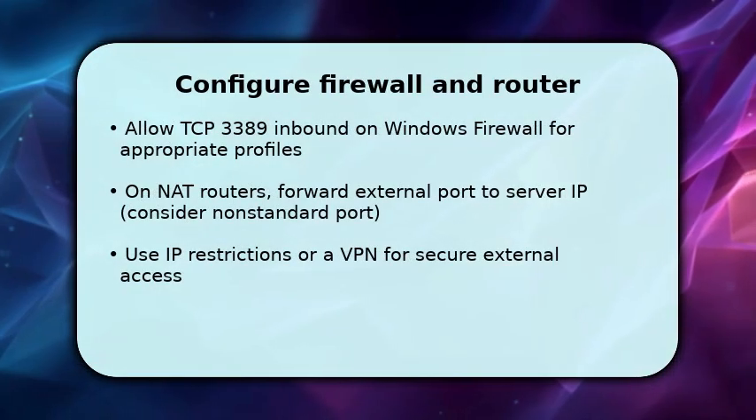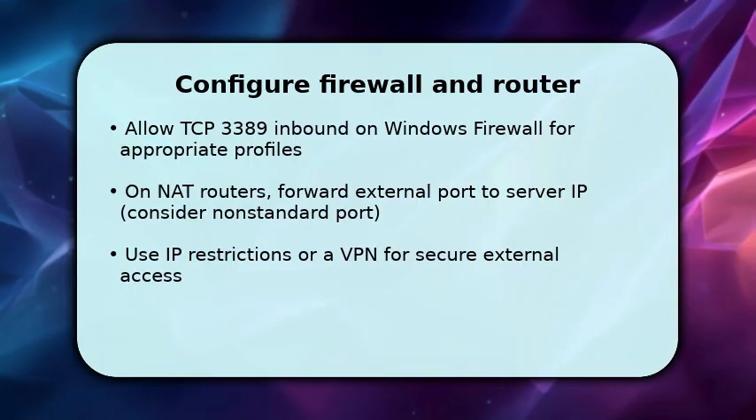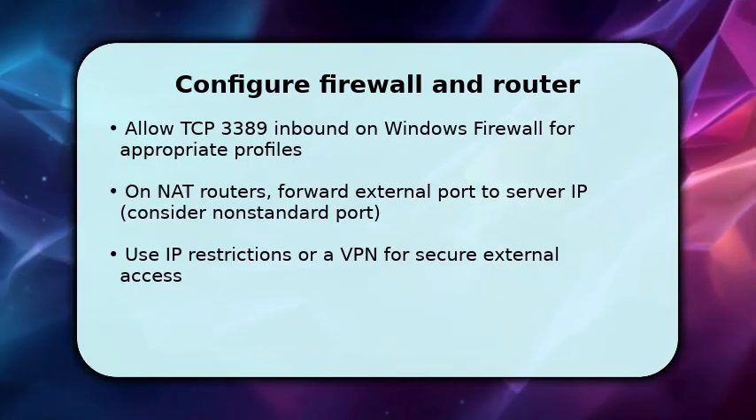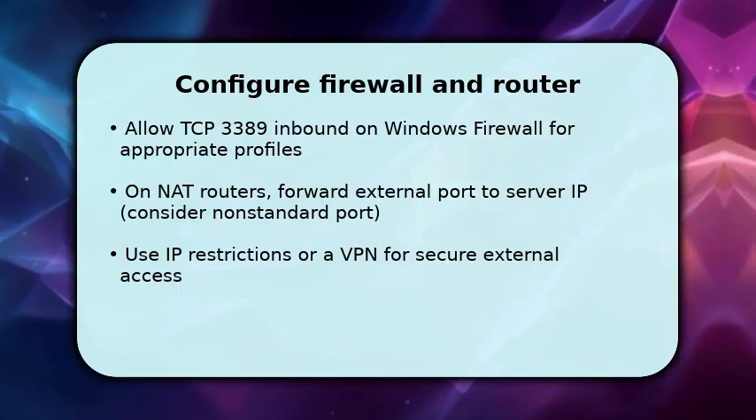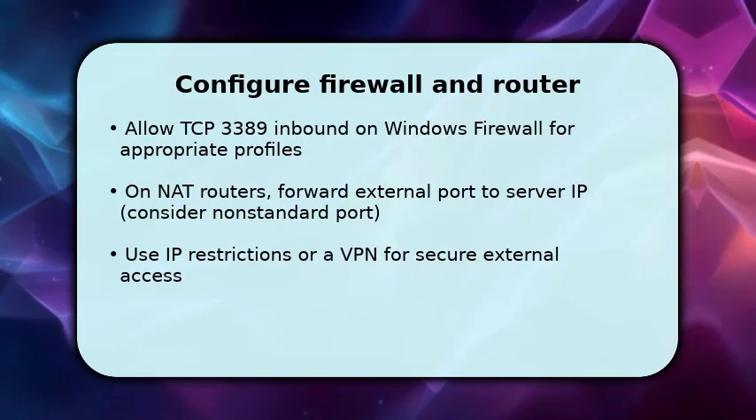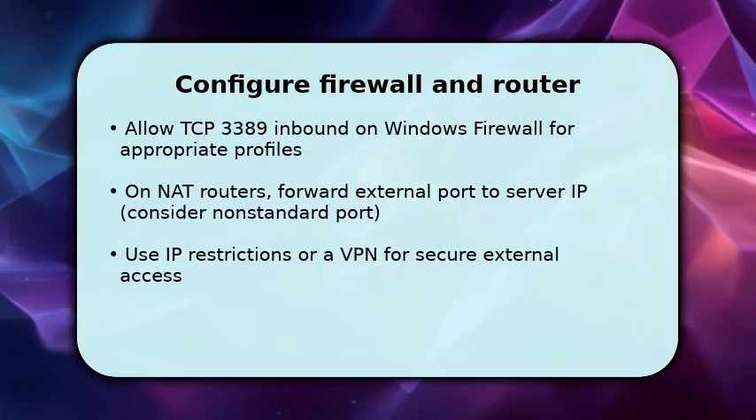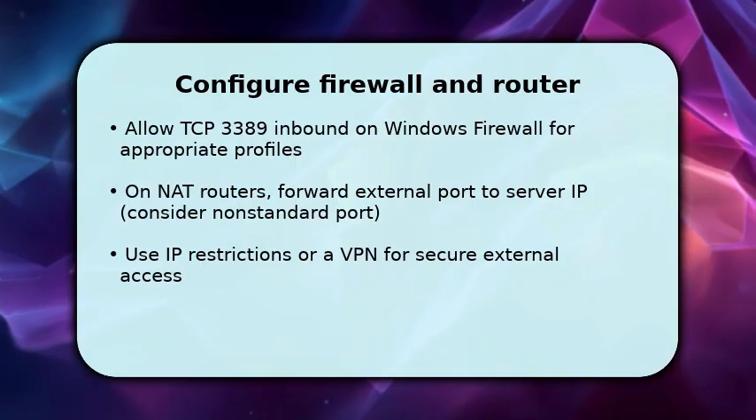Now configure network access so clients can connect. Open Windows Firewall Advanced Settings and create an inbound rule for TCP port 3389 limited to the correct network profile. This ensures only intended interfaces accept RDP.